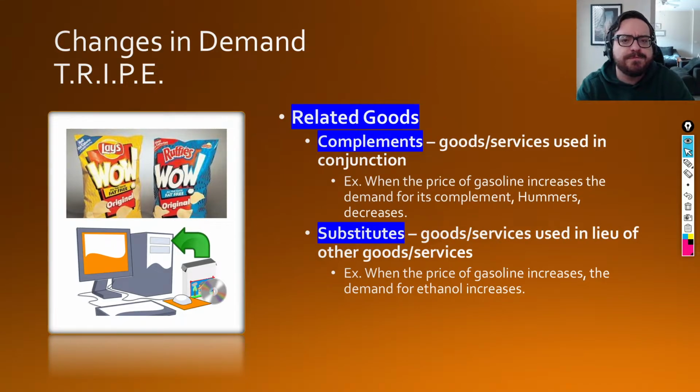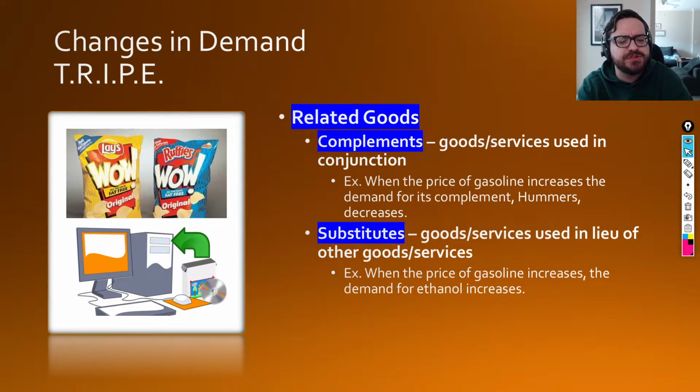Another example for complements would be hot dogs and hot dog buns. It's a great one. When the price of hot dog buns goes down, you're like, okay, hot dog buns are cheaper, I would be buying more hot dog buns. The demand for hot dogs goes up because you're not just going to use the hot dog bun for everything else. You pretty much only use those for hot dogs.